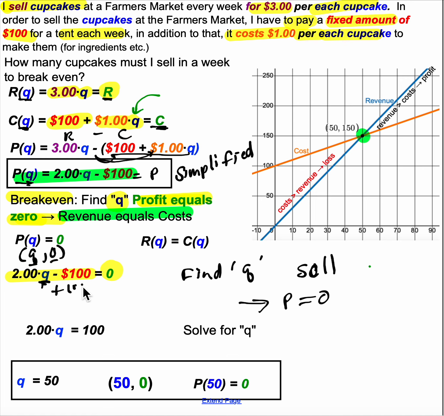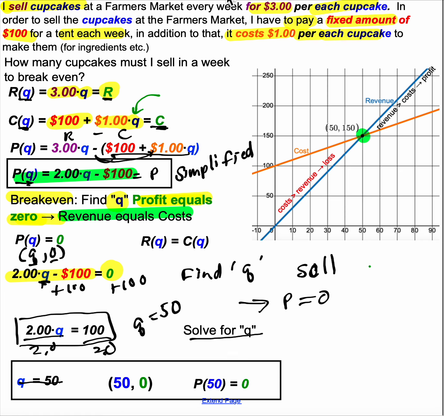So I'm going to add 100 to both sides. And when I do that, I get 2Q equals 100. Again, I'm solving for Q, so I'm going to divide both sides by 2. And I get Q is equal to 50. So the quantity I need to sell in order to have a profit of zero is 50 cupcakes. Q is equal to 50. So when I sell 50 cupcakes, I have a profit of zero.